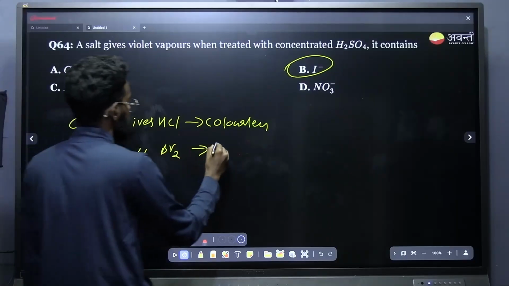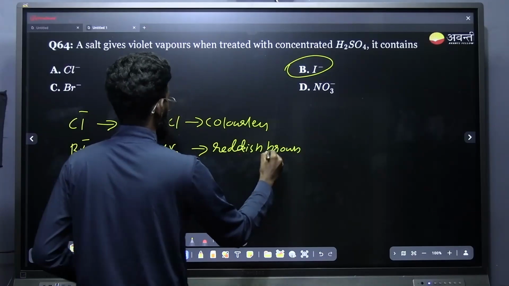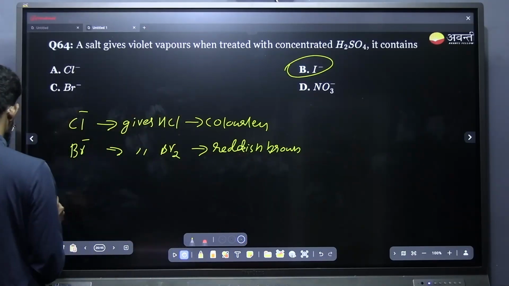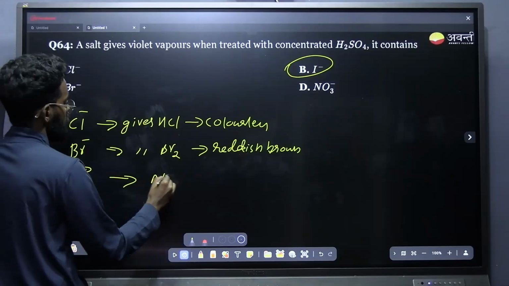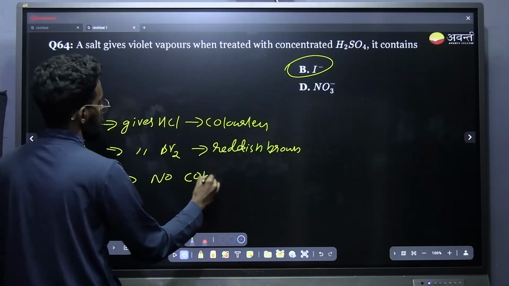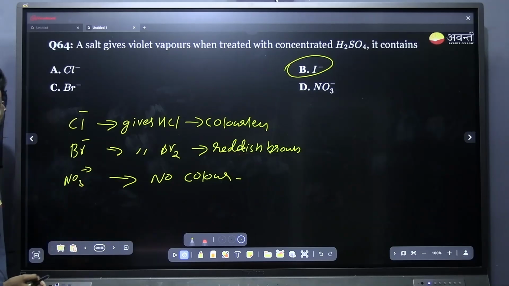What is the color of bromine gas? Reddish brown. And NO3 minus gives no color, it is colorless. Yes, so the answer is I minus.